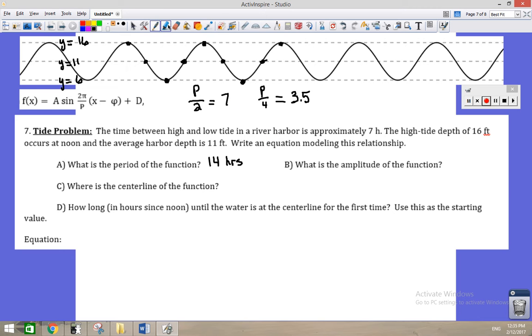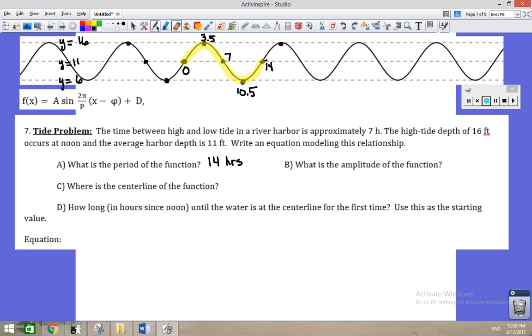Alright, so if we pick a starting point that's on the center line like that, if we call this time t equals 0, then 3.5 hours later we're at a max. 3.5 after that we're at a center line. 3.5 after that, and we're at a min. And 3.5 after that, we're here, and that's 14 minus 0. So there, that's everything that we need, and the spacing looks to be appropriate.